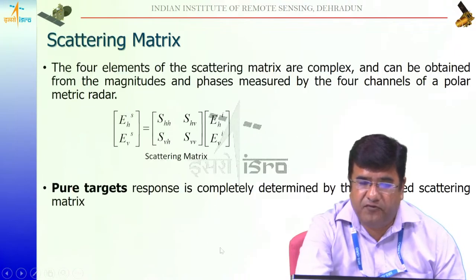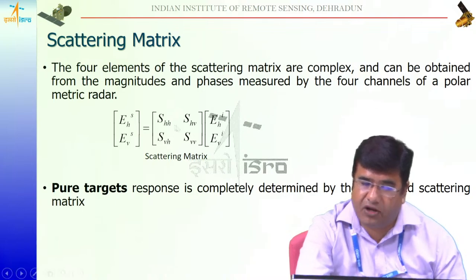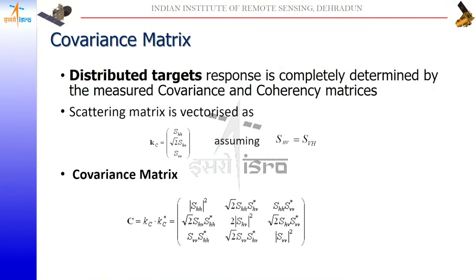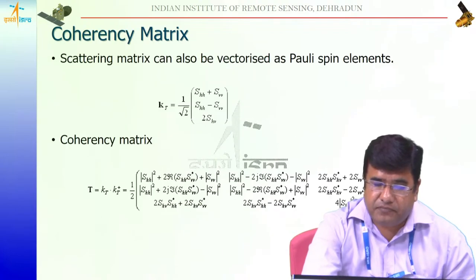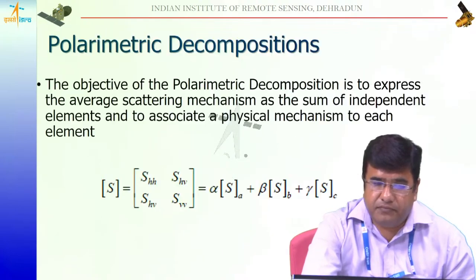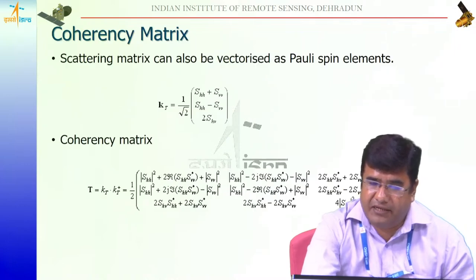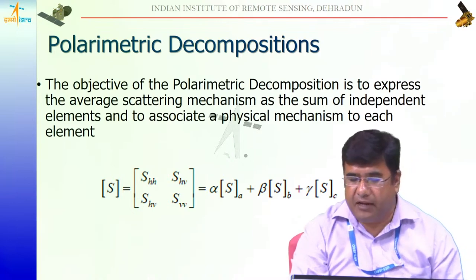If you want to analyze point targets, then only the scattering matrix is sufficient. And if we want to do the analysis on the distributed targets, then we have to use the covariance and coherency matrix. So why are these matrices needed? These are needed for our polarimetric decomposition.